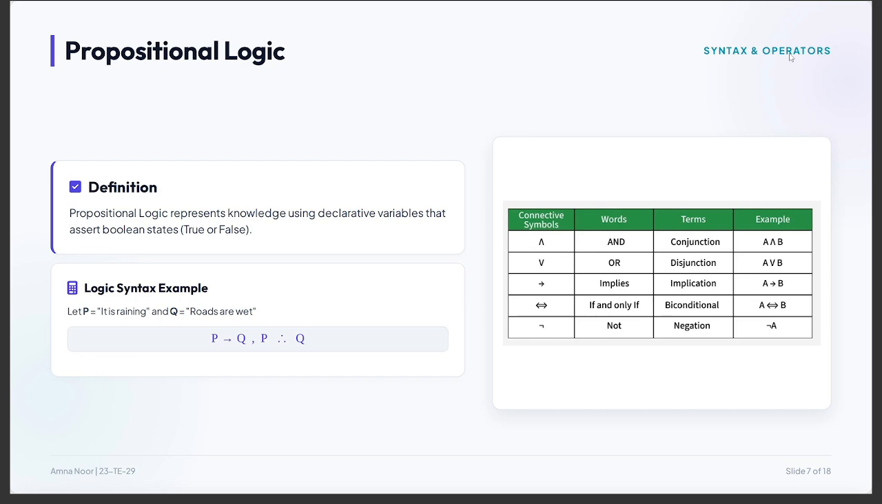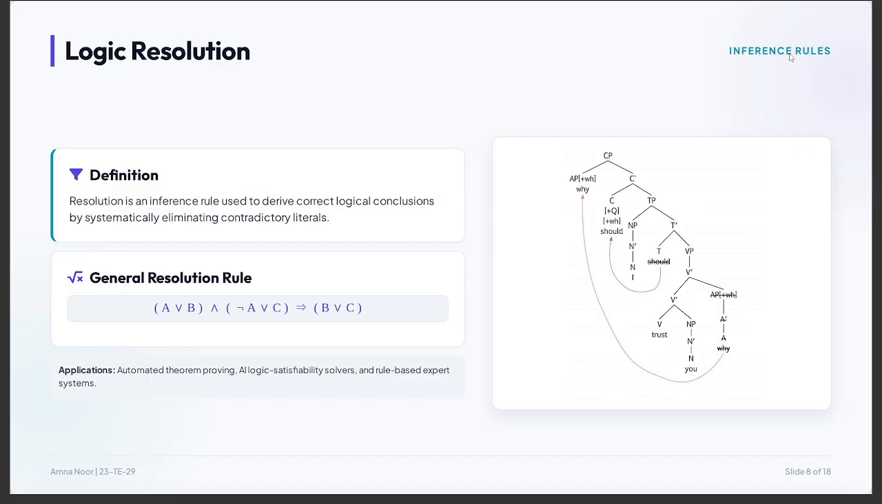So then we have propositional logic, which deals with simple statements that are either true or false. It uses logical operators like and, or, not and implies to combine statements. For example, if P means it is raining and Q means roads are wet, then P implies Q means rain causes wet roads. In the image you can see the logical gate symbols and basic propositional logic expressions connected in a clean diagram.